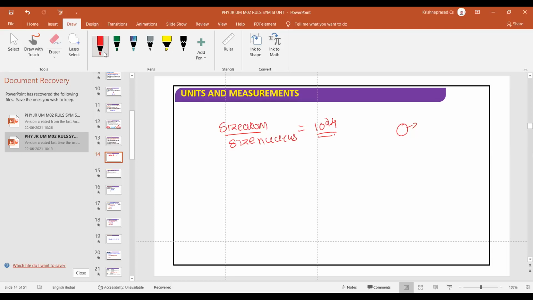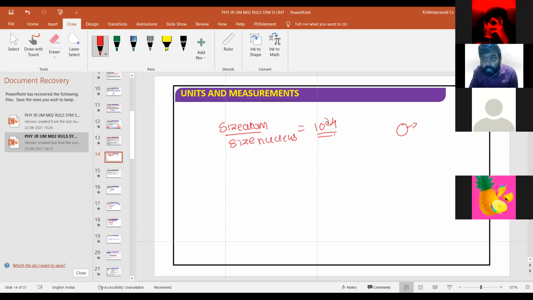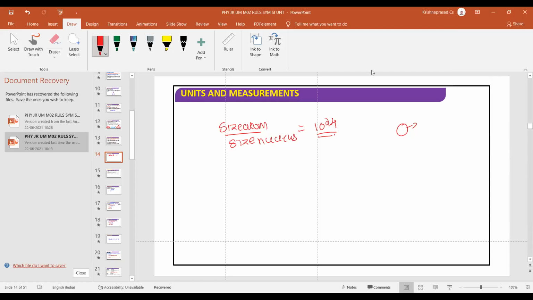It is just the radius size I'm talking about. It is almost 10 to the power 24 times, not in meters. So it is this much bigger. What I mean is that from this ratio itself, it is very clear that the nucleus is much smaller in dimension than the size of an atom, right?